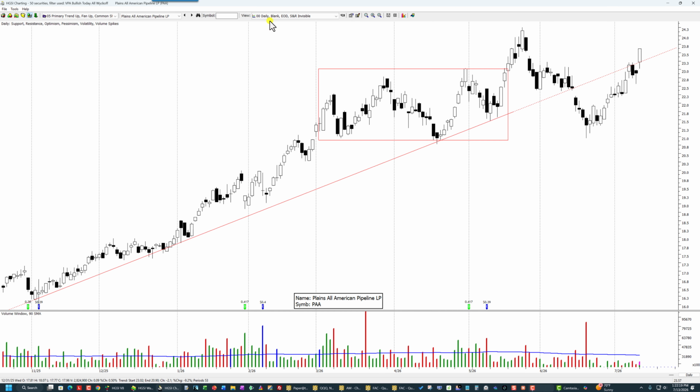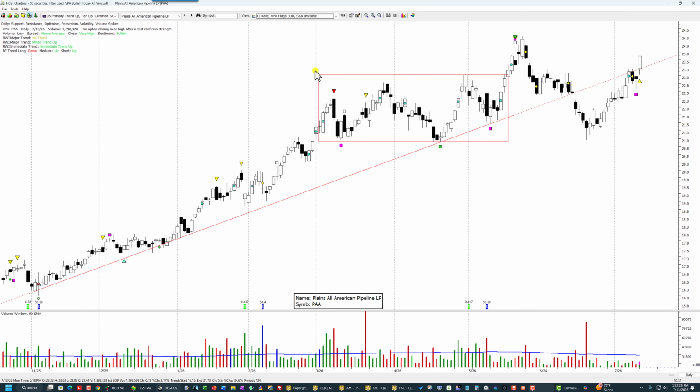When I move down to the next chart, which is the VPA flags end of day, this carries through to this chart, these drawings do. So I can see how these bars and the trend lines correspond to any VPA flags.